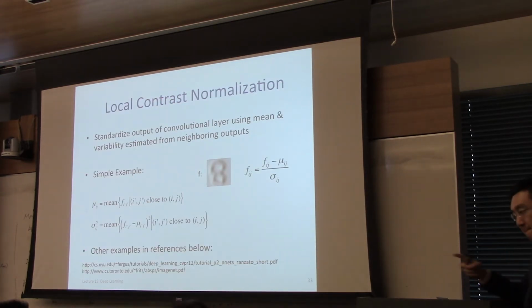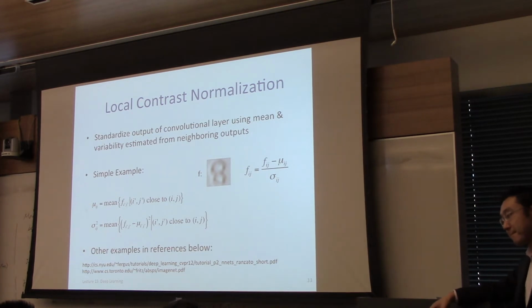Is there a disadvantage of having more, like, if you took out max pooling, would that ever help you?